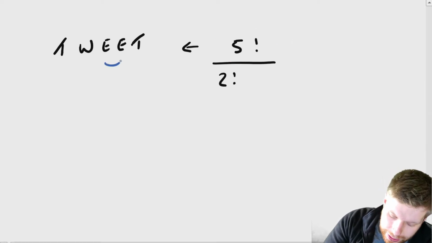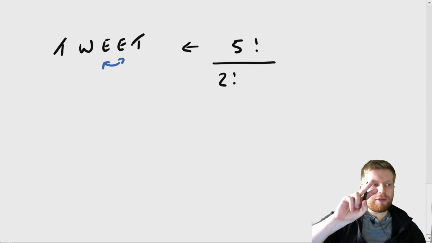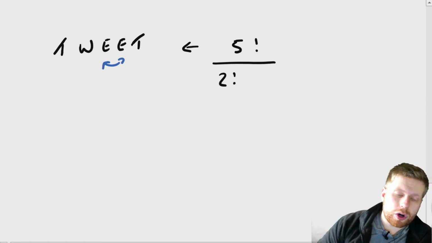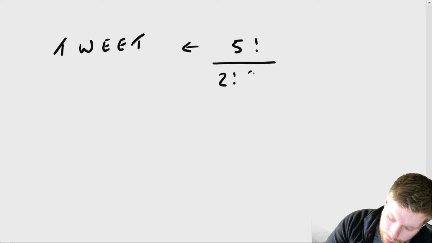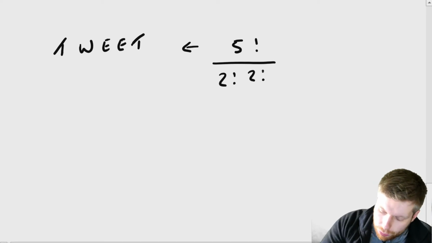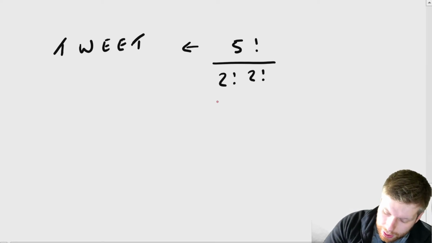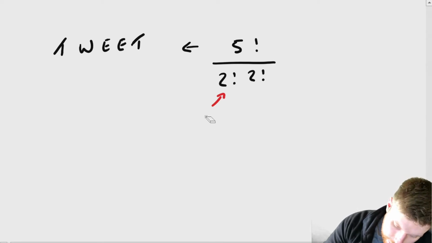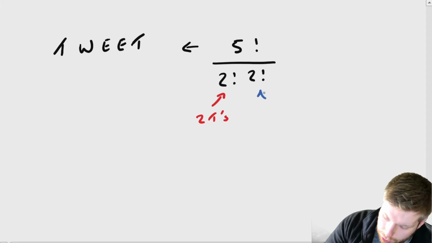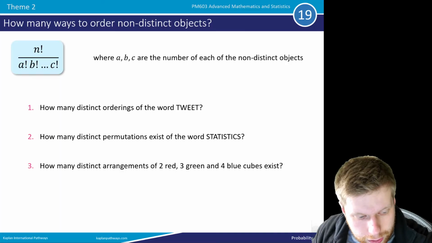However, you also notice that I have 2 E's, which means if I flip those 2 E's around, you're also not going to notice a distinct arrangement. So therefore, I need to divide by another 2 factorial to represent the fact that I have 2 E's. Okay, so the first 2 factorial is because I have 2 T's. And the next 2 factorial is because I have 2 E's. Okay? All right, let's have a look at the next example then.